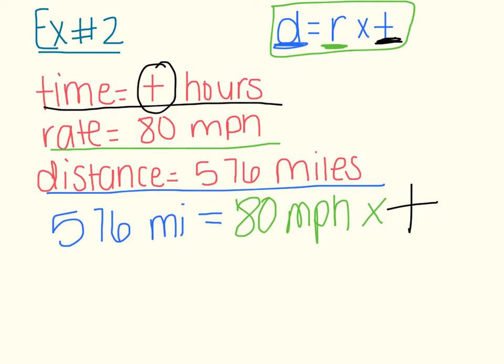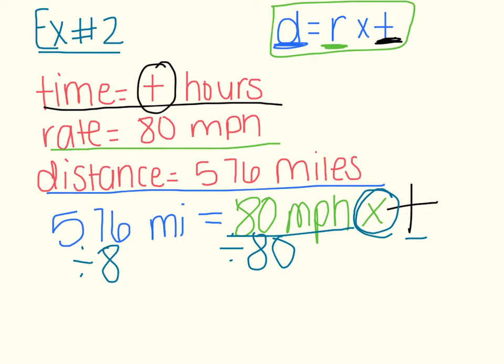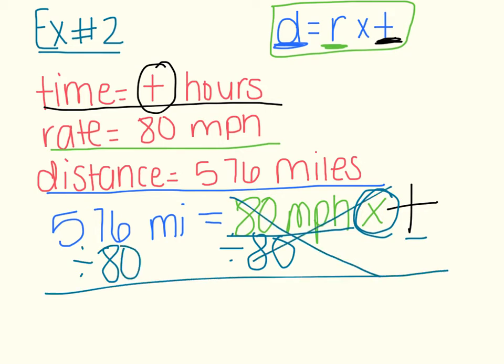So we always have to get the variable by itself. So we have to get T by itself. So we have to get rid of this 80 miles per hour. To do that, we do the opposite operation, the inverse. So we're going to be dividing by 80 on both sides. This crosses itself out, and we're left with T. And on the other side, we simply divide.